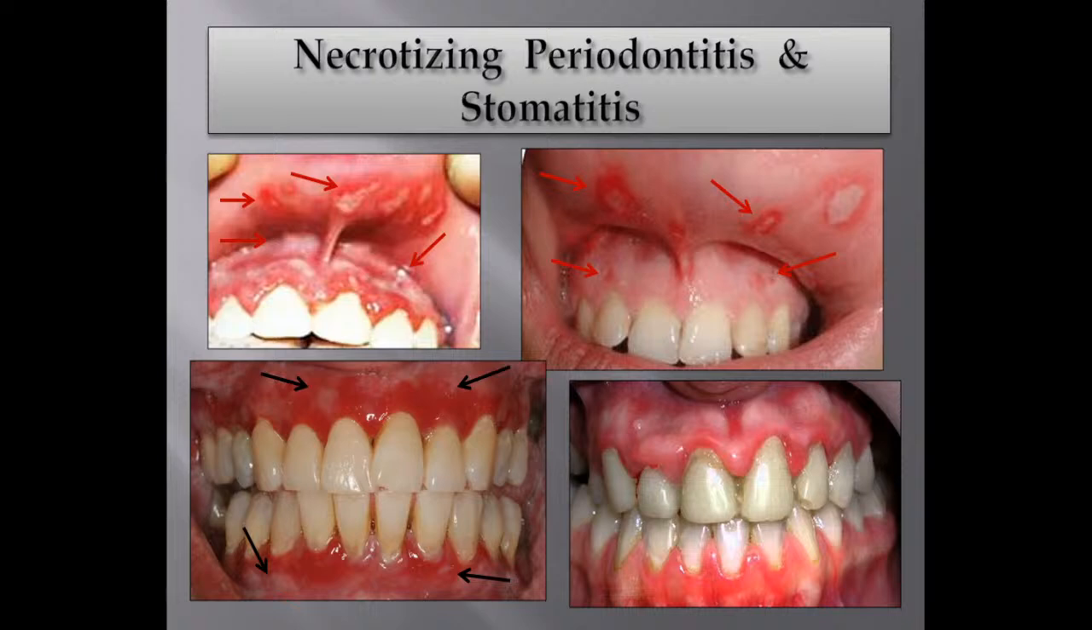Necrotizing periodontitis is a particularly virulent, rapidly progressive disease characterized in the beginning by necrosis or ulceration of the interdental papillae, bleeding gingiva, and acute pain. The patient can't eat, can't drink, can't sleep because there is pain during the day and at night.